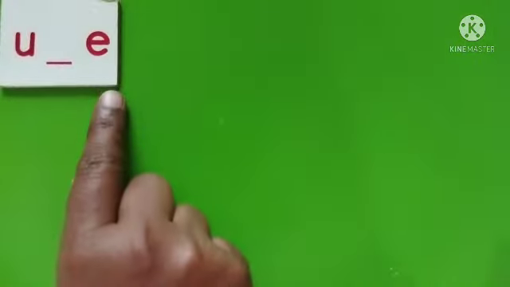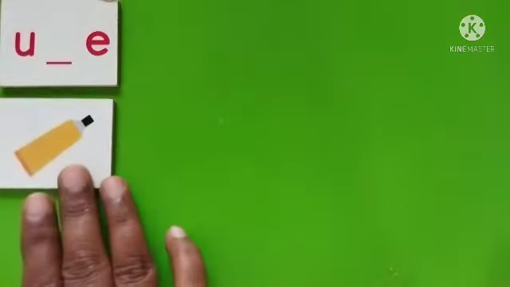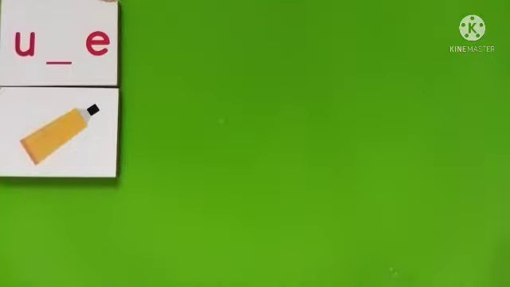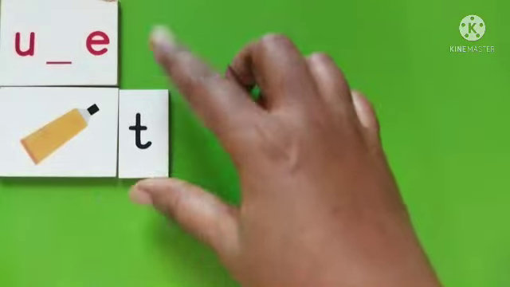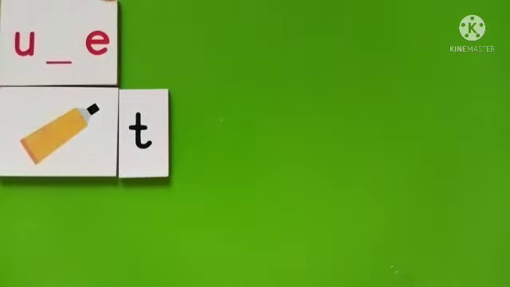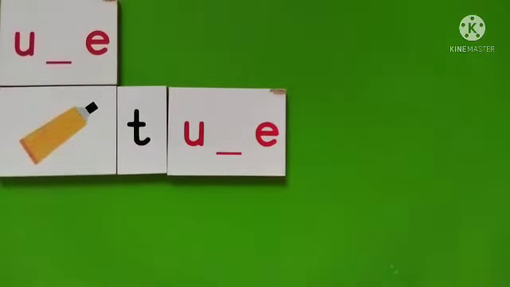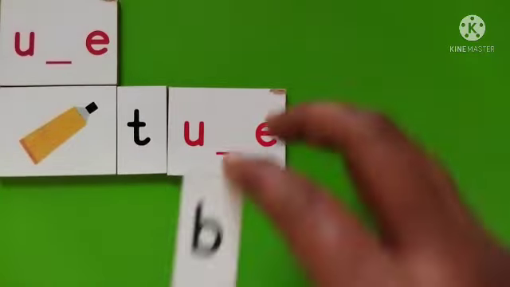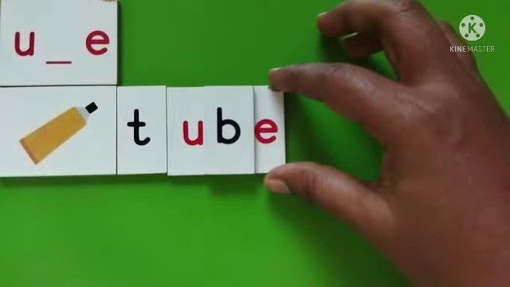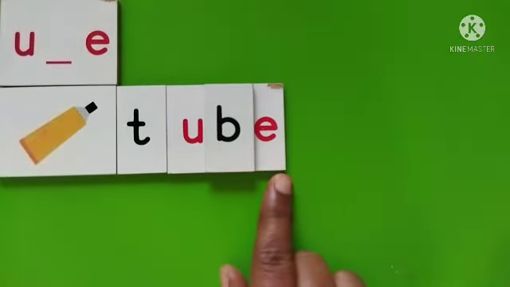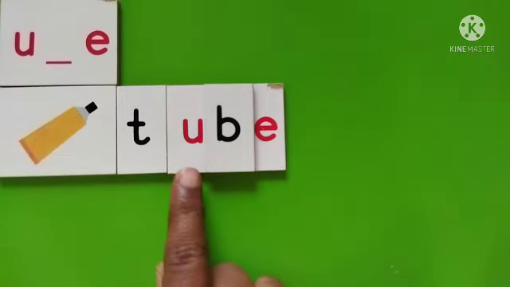U dash E as U. The first word that I am going to take is tube. When I say tube, the beginning sound that we listen to is T, where I place letter T, then U. Tube. As we have learnt earlier, when we get a consonant in between two vowels, the last letter E remains silent and the first vowel takes its name as its sound.